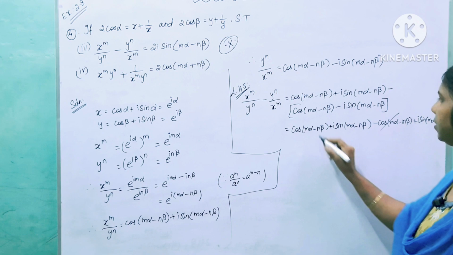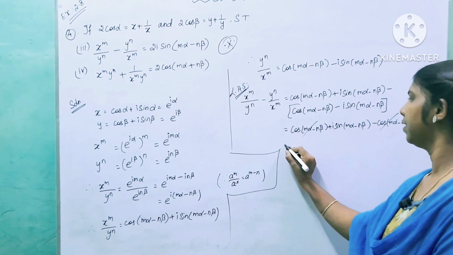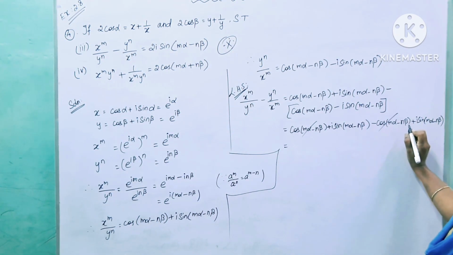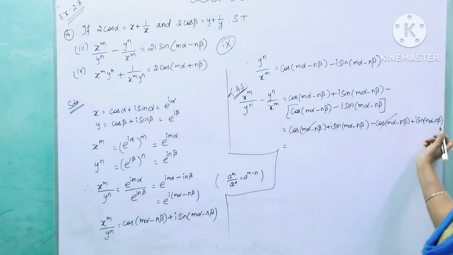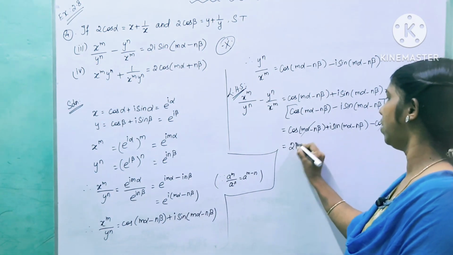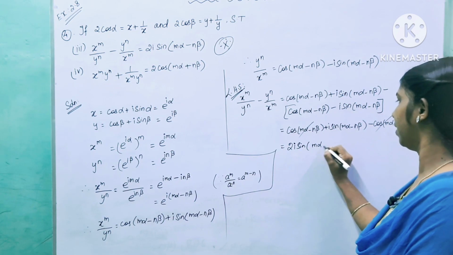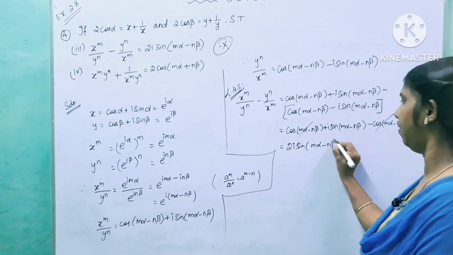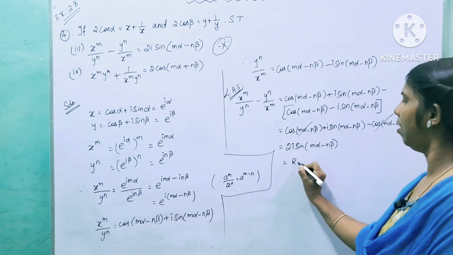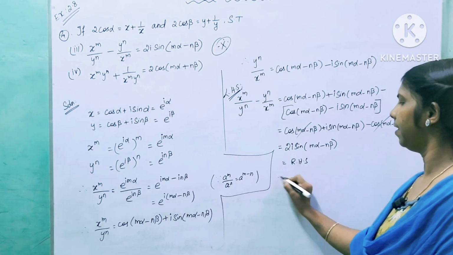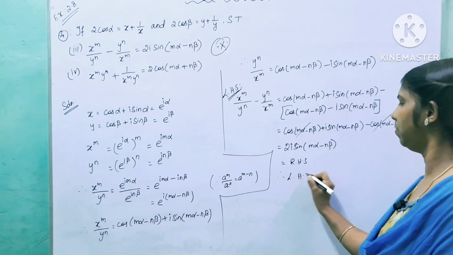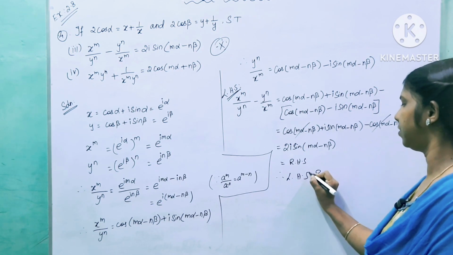So here, the cos and cos terms get cancelled. I sin m alpha minus n beta plus I sin m alpha minus n beta is 2i sin m alpha minus n beta. So we got the RHS. Therefore LHS equal to RHS.